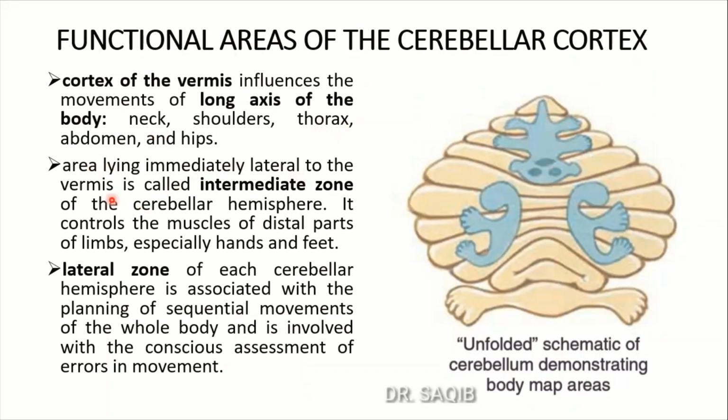The area lying immediately lateral to the vermis is called the intermediate zone, or paravermis, and it controls the muscles of the distal parts of limbs, especially hands and feet, right? This whole thing is shown as the vermis, and this area is showing the control of the hands and feet. Then the lateral zone of each cerebellar hemisphere: these are the lateral zones. They are associated with the planning of sequential movements of the whole body and are involved with the conscious assessment of errors in movement.